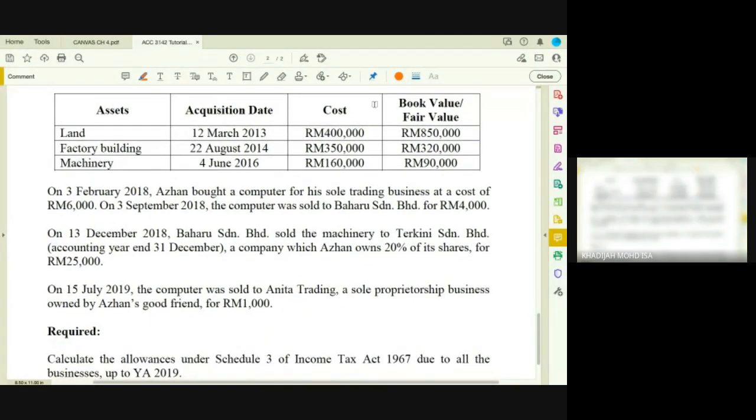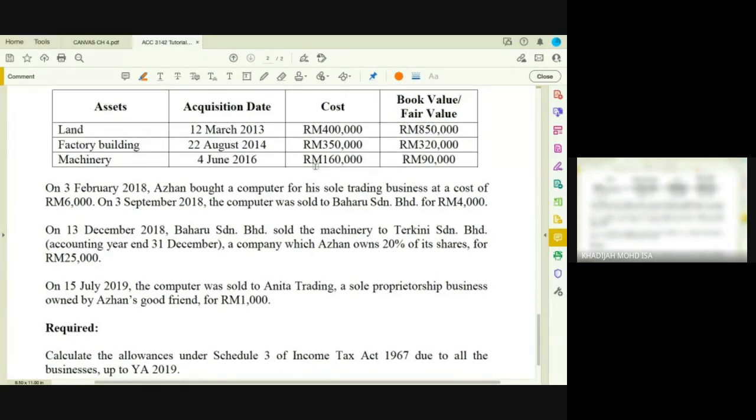So you have the cost, and then you have the factory building, you have the land and machine. Again, factory building is not entitled. Why? Because it's an appreciation of asset. So there's no allowances given on land. So you're going to look into your factory building. The cost is 350,000, acquired on 22nd of August 2014, and the machine 4th of June 2016.